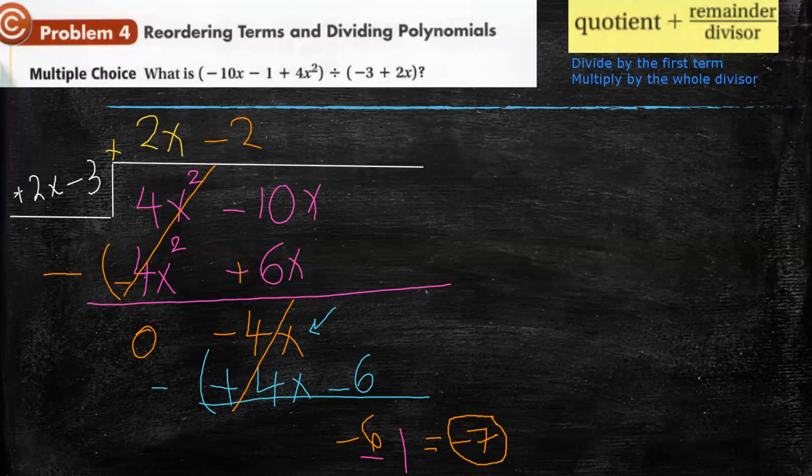No, it's the remainder. So let's now rewrite it with this formula: quotient plus remainder over divisor. So what do we have to write now? 2x minus 2 plus negative 7 over 2x minus 3.